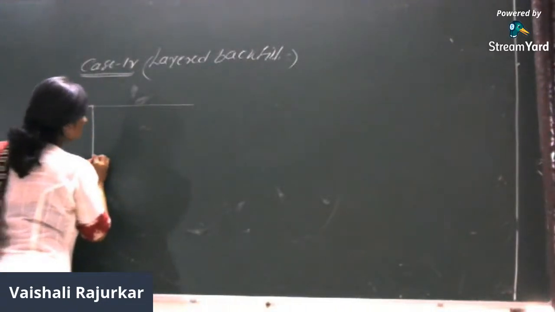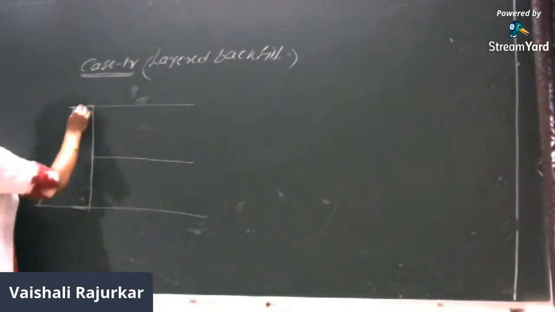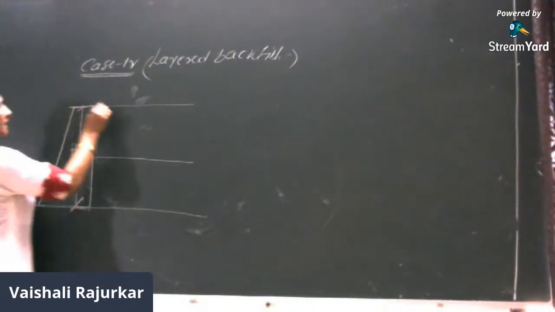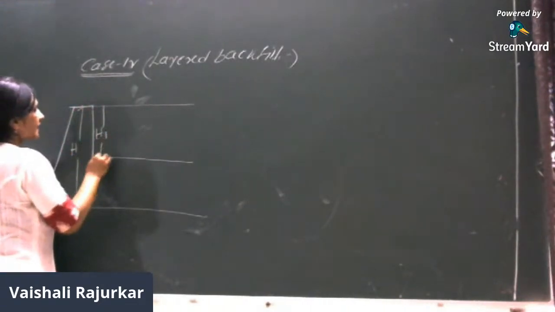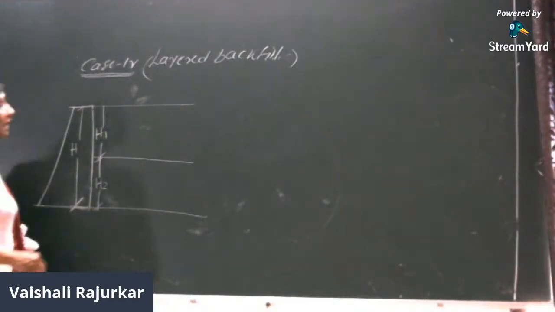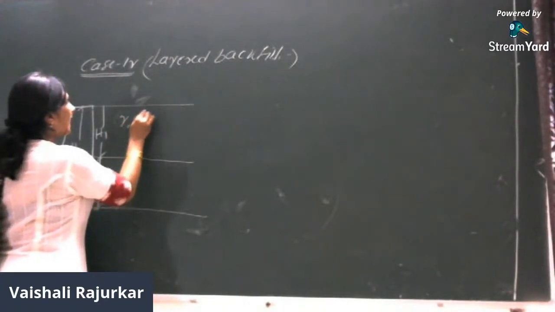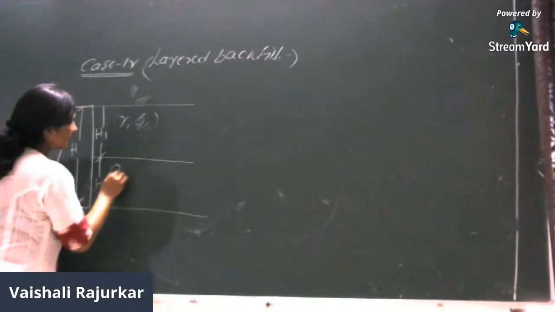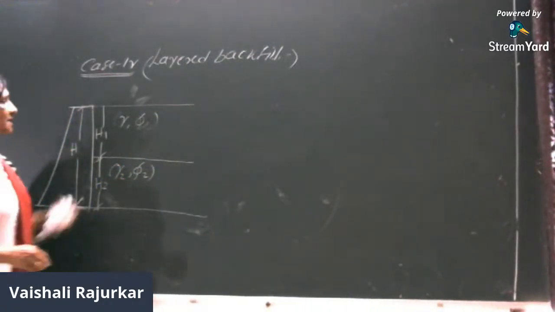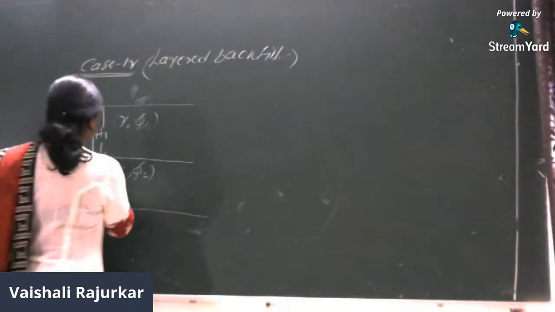Here I will assume there are 2 layers, and this is total H, that is the height of the retaining wall. H1 is the first layer of the retaining wall, H2 is the second layer of the retaining wall. So here the soil parameters are gamma 1 and phi 1, whereas here it will be gamma 2 and phi 2. Right? Now in this case, it is similar to the first one.